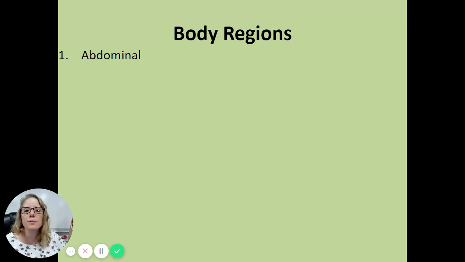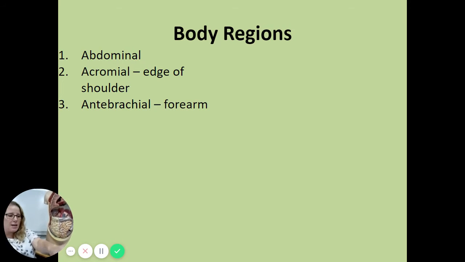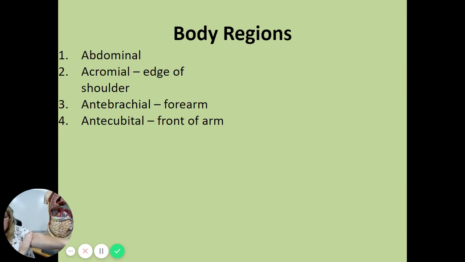So now I'm going to use some terms and how they describe. If you see the word abdominal, it's going to refer to the stomach. Acromial refers to edge of shoulder. Antebrachial refers to forearm, from elbow to wrist. Antecubital refers to front of arm, very specifically, because remember the anatomical position is hands forward. The antecubital is where they're going to draw your blood, right here in front of the elbow.